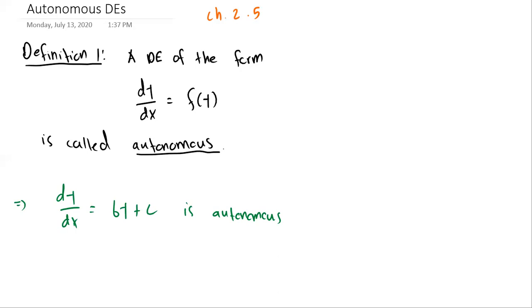Okay. Now, anything of this form works. So for example, you could have something like dy/dx equals e to the y plus cosine of y. This would also be autonomous. Again, because dy/dx is alone on one side, and on the other side, all you have is expressions involving y or constants.